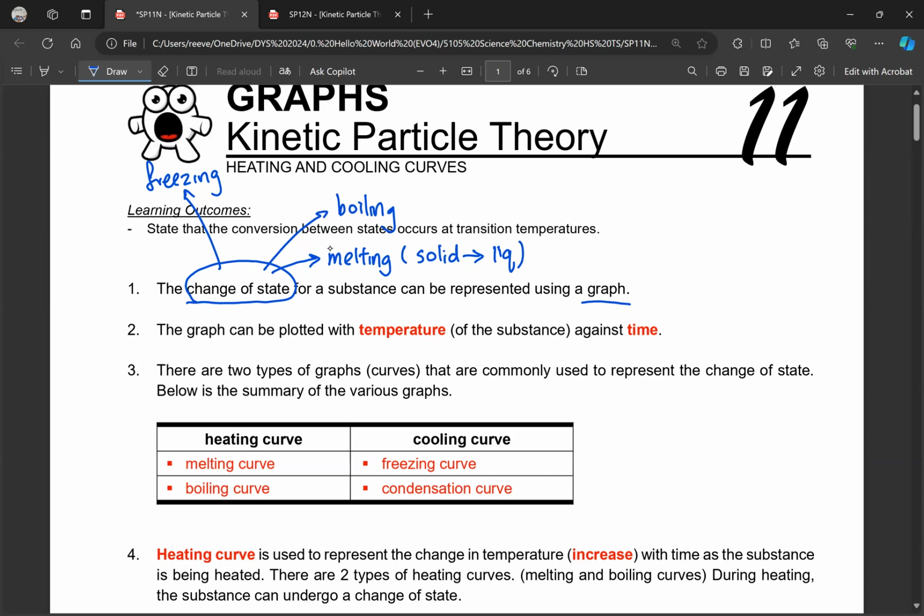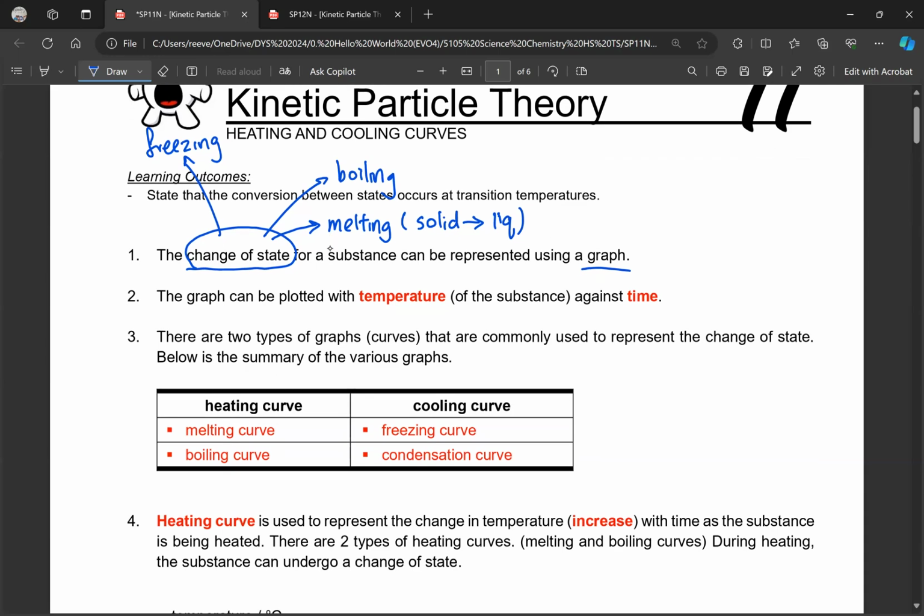For the graph, the important things to take note of are the x and y axes. The x-axis is time. Usually the time is in seconds, if not minutes. The y-axis is temperature. You can also copy it down on your class cake. If you need more time to copy, just pause the video. The y-axis is temperature, the unit is degrees Celsius. So there you have the two axes for the graph.